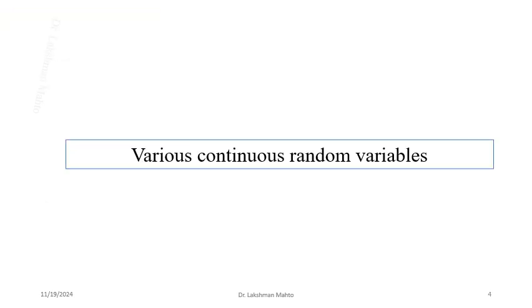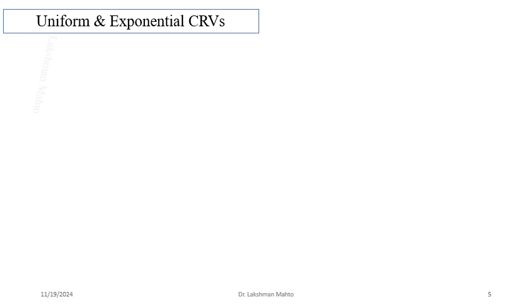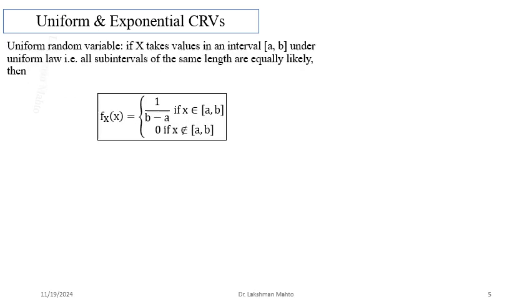So we will talk about various specific continuous random variables and the corresponding continuous probability distributions. The simplest one is the uniform continuous random variable that we have already discussed, and then we will talk about the exponential continuous random variable. So a uniform random variable, that means uniform continuous random variable: if x takes value in an interval a, b under the uniform law, that means all sub-intervals.